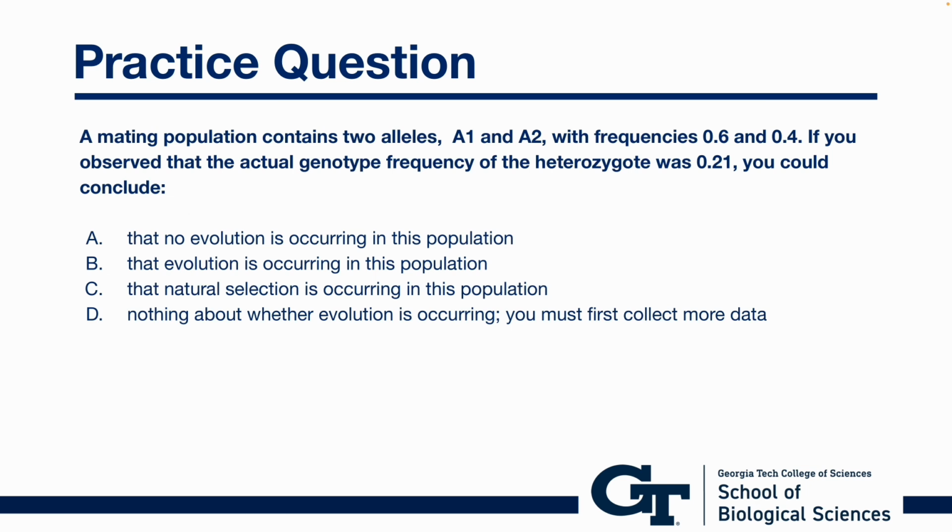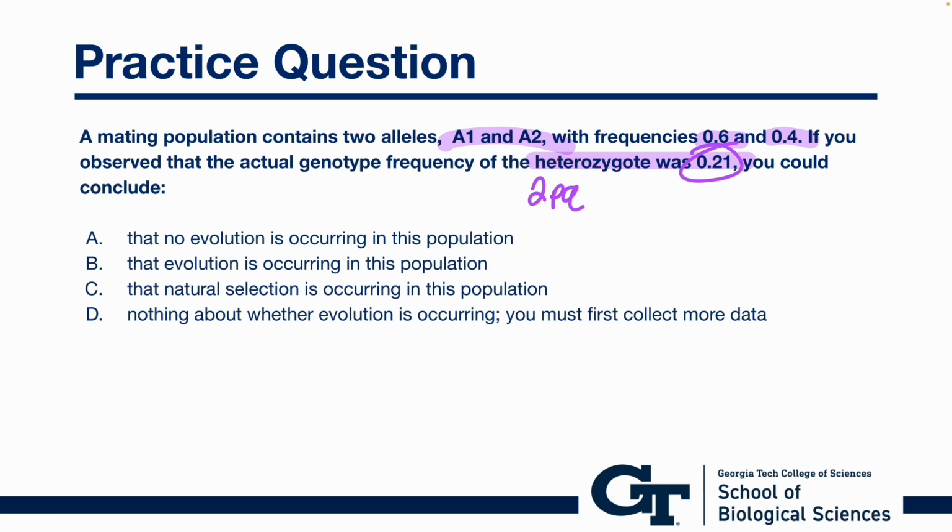Okay, so we're told that we have 2 alleles, A1 and A2, and we have our frequencies 0.6 and 0.4, and we're told that the actual frequency that we're observing of the heterozygote, which we know is 2PQ, is 0.21, and we're asked whether or not the population is evolving. So basically what this is asking us to do is to do the Hardy-Weinberg math and see if the calculated values differ from the experimental or the observed values. So what we have to do is find 2PQ.